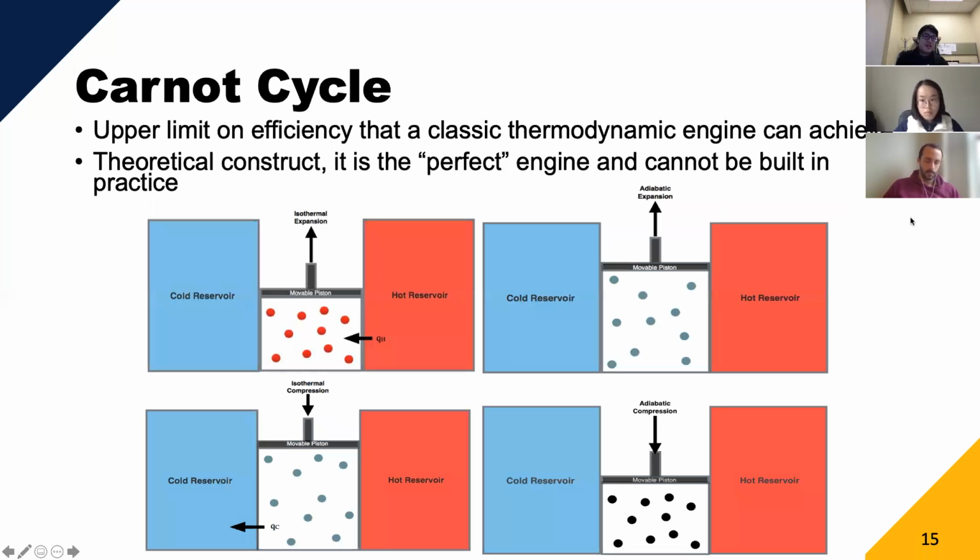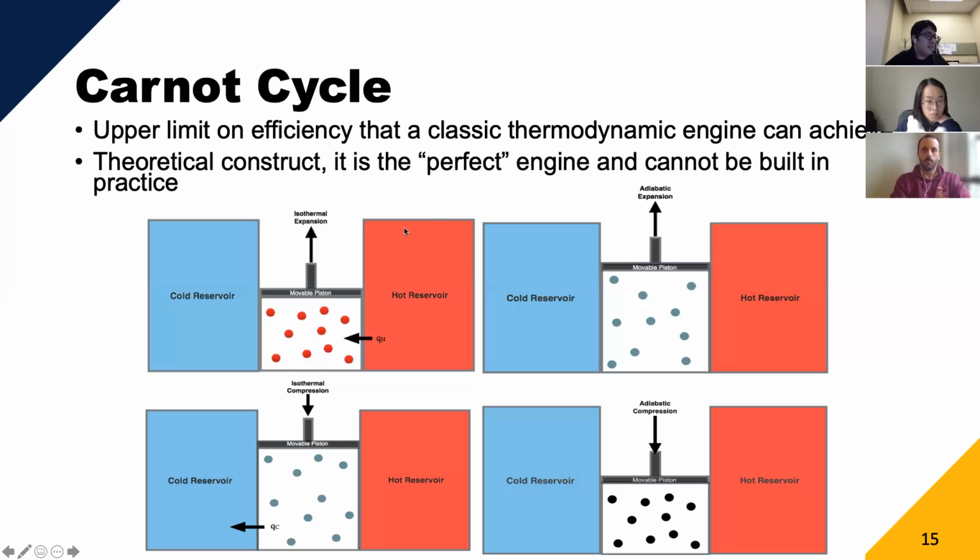Okay, so the first thing that we'll talk about is the Carnot cycle. This is what we would consider a theoretical maximum in terms of the most that you could possibly get out of a thermodynamic cycle. This is a theoretical thermodynamic cycle. You can't actually do something like this perfectly, because you're going to have losses in each of these steps that are impossible to avoid.